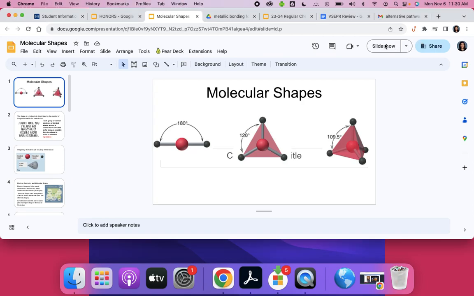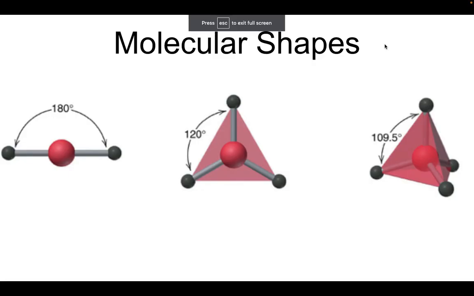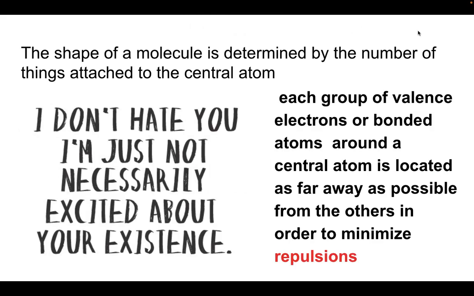Okay, so today we're going to be talking about molecular shapes. The shape of a molecule is determined by the number of things that are attached to your central atom. The things are either electron groups, like a lone pair, or it could also be another atom. These are negatively charged. These things have electrons, they're either electrons themselves or other atoms that contain electrons. So they're going to repel each other, and they're going to get as far apart as possible.